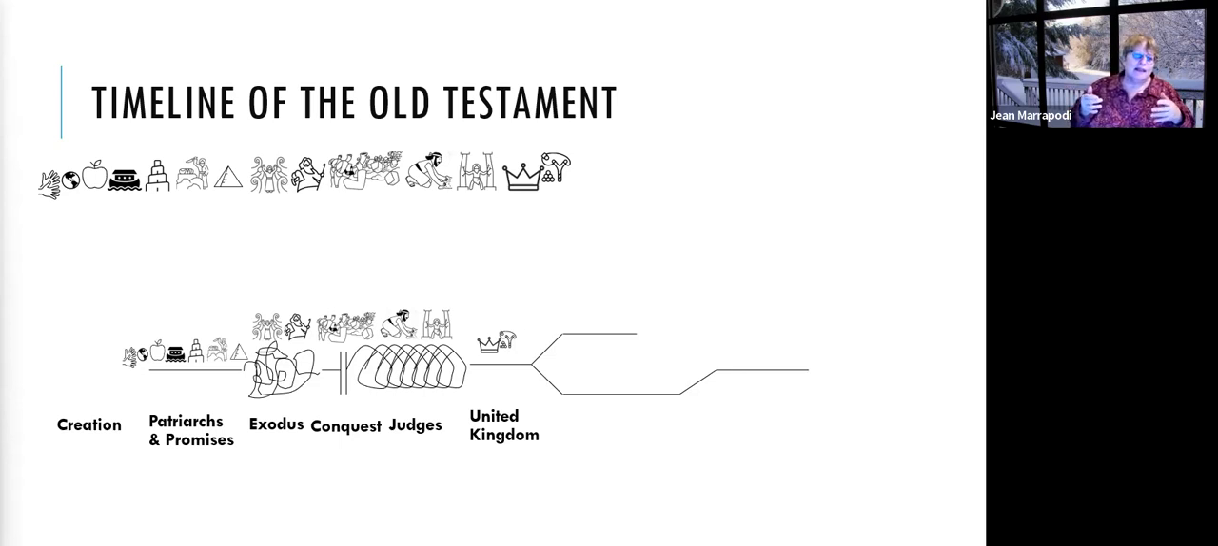And so David builds his big home and wants to build the temple. And God says, no, I don't want you to build the temple because there's blood on your hands. David had been a warrior and so he had killed. But your son will build the temple. And I want to promise you, you will always have a son on the throne.